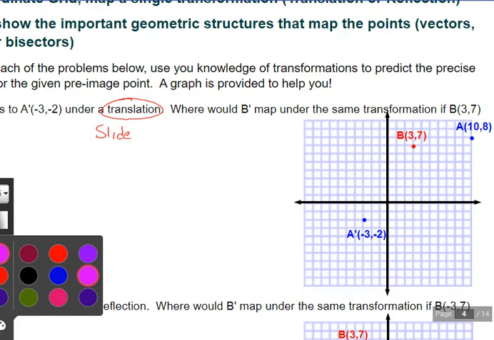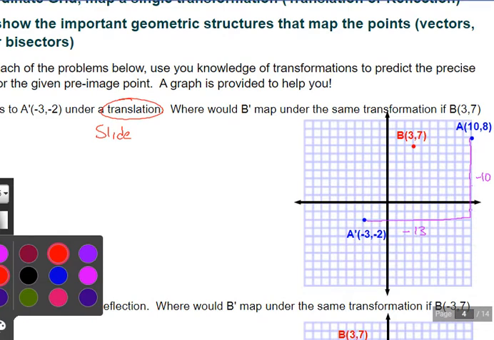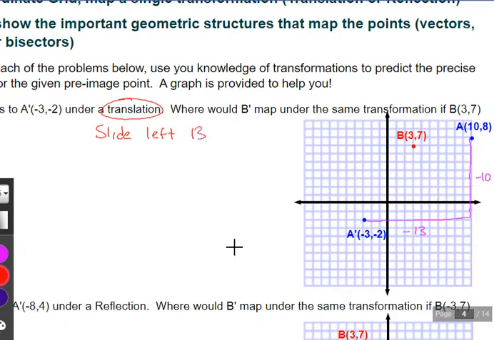Going from A to A prime, we can map out how much down and how much over we have to go, and just count it. We go down 1, 2, 3, 4, 5, 6, 7, 8, 9, 10. So we go down 10. Then we go left 1, 2, 3, 4, 5, 6, 7, 8, 9, 10, 11, 12, 13. So that's -13 in the x direction. To complete our thought about the slide, we're sliding left 13 and then down 10.